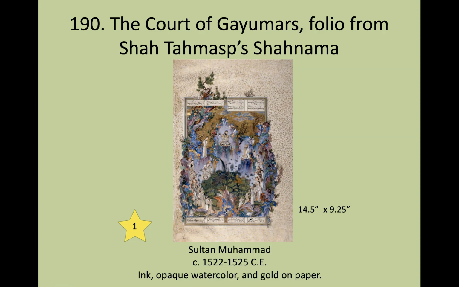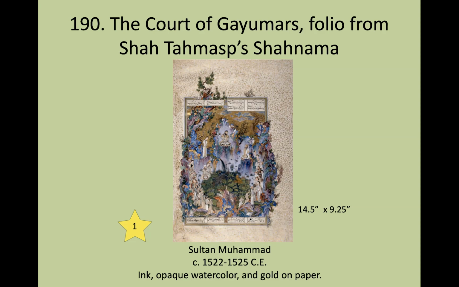And so this is called Court of Gayumars, and Gayumars is the person, and I'll talk about him in a minute, which is the folio from the Shah Tamsap's Shahnameh, so a different version of the Shahnameh. And when we're looking at it, it says Sultan Muhammad. He is your, what's the word I'm looking for? The patron here. He's the one that organized this.